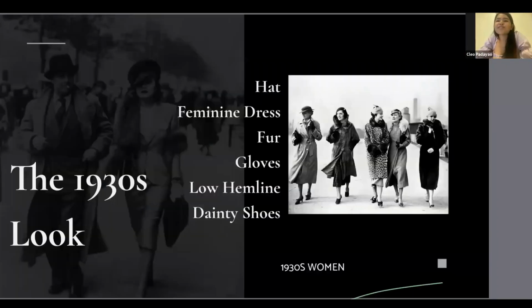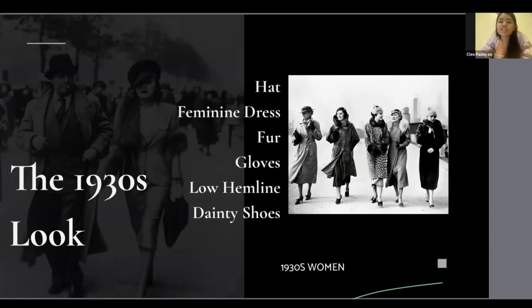Okay, so let's get to know the 1930s look. It started off with a hat and a feminine dress, and then fur if you can afford it, and then gloves, also a must-have, and then a low hemline for modesty, and some dainty shoes. So that's the usual look of the 30s.